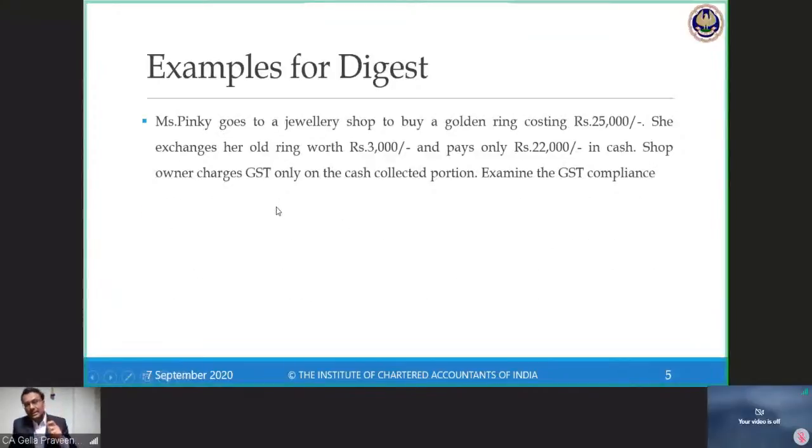So this example is one indication where, if there is a transaction with a negative margin, or the margin is deviating from the regular margin, that is an indication of undervaluation. We'll go on to the next example.